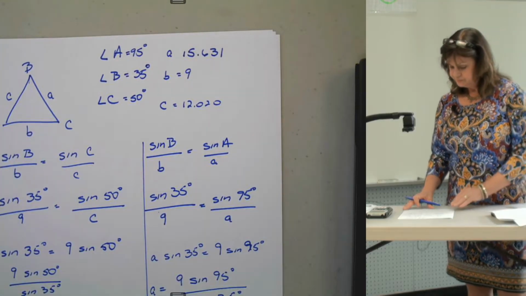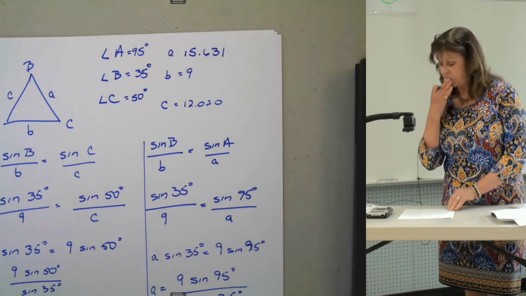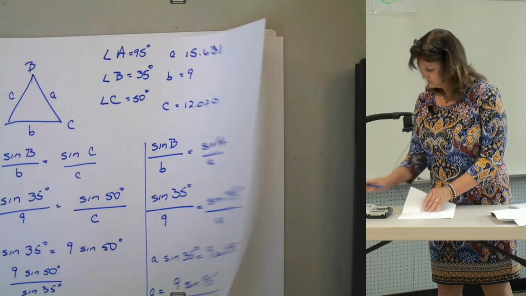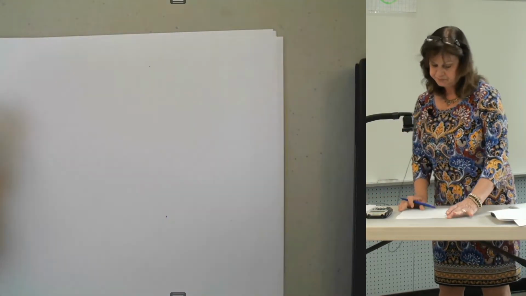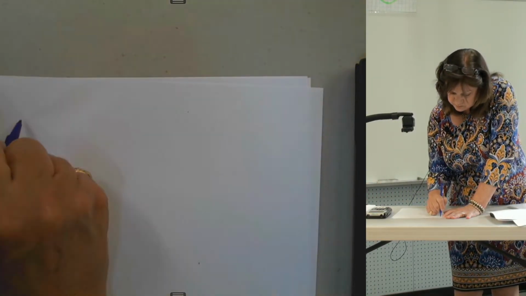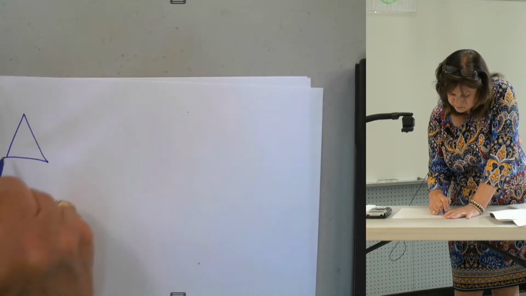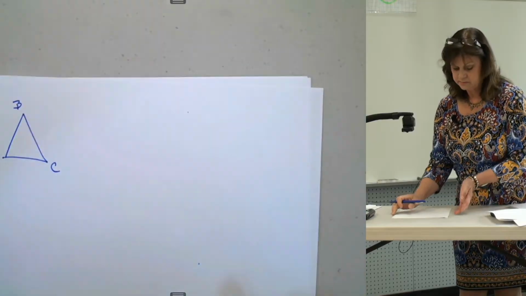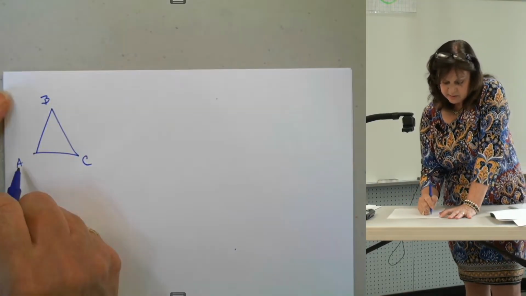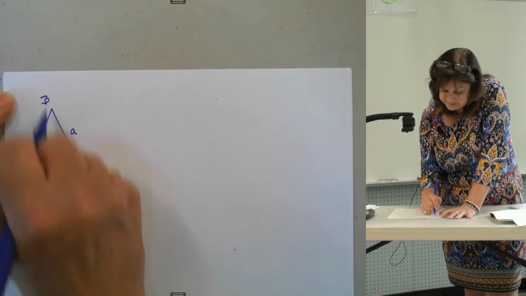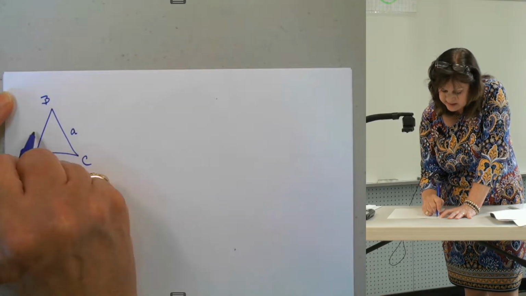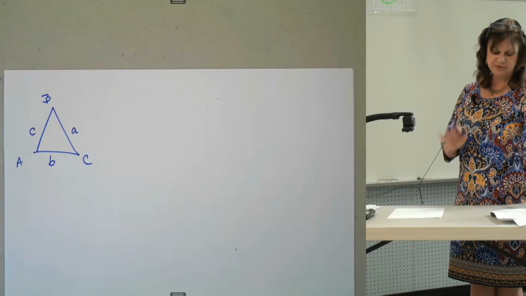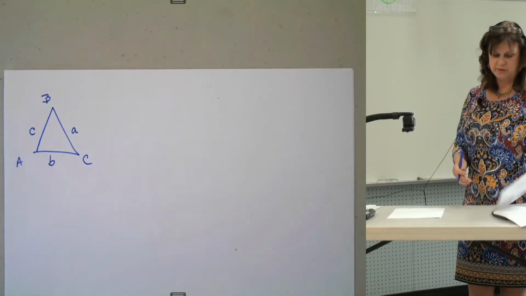All right, let's do one more. Again, just draw an ABC triangle. I know it seems simplistic to label the sides A, B, C, but it is so easy to make a mistake when you're working these. So just be sure you get it straight in your head what's where.